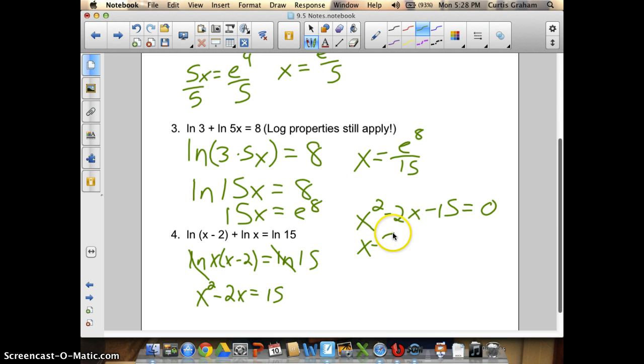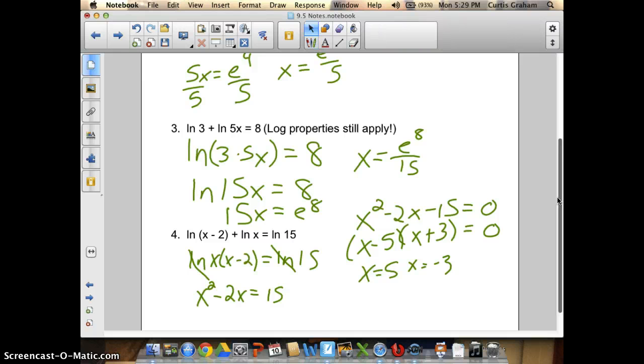x minus 5 and x plus 3 equals 0. So I get x is equal to 5 and x is equal to negative 3. That's my answer, right? Hopefully you guys said no because negative 3 does not work. Remember, I can't have a negative argument. If I plug negative 3 back in, I got negative 5 there, which obviously doesn't work, as well as with the rest of the natural log.